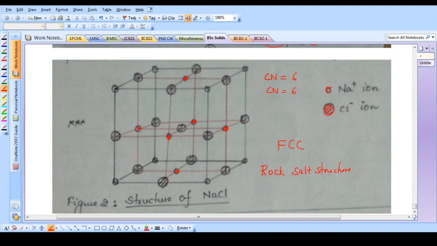Let us see here. If I take the central chloride ion and count the number of sodium ions, you have 1, 2, 3, 4, 5, 6. So you have 6 neighboring sodium ions. So this is a very simple structure of rock salt or sodium chloride. Please practice the diagram.